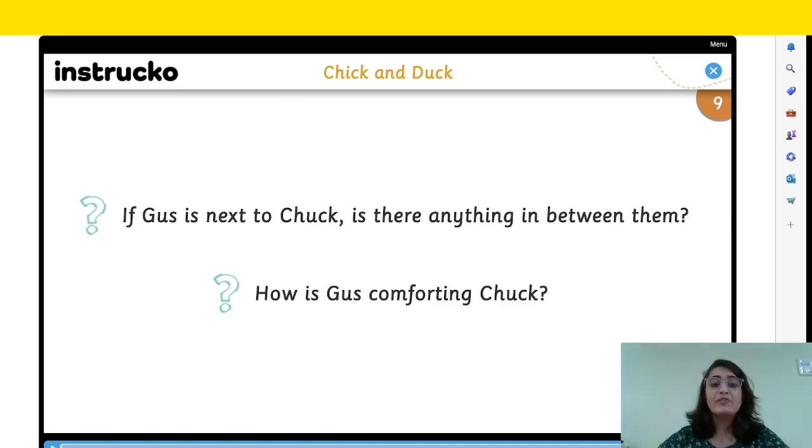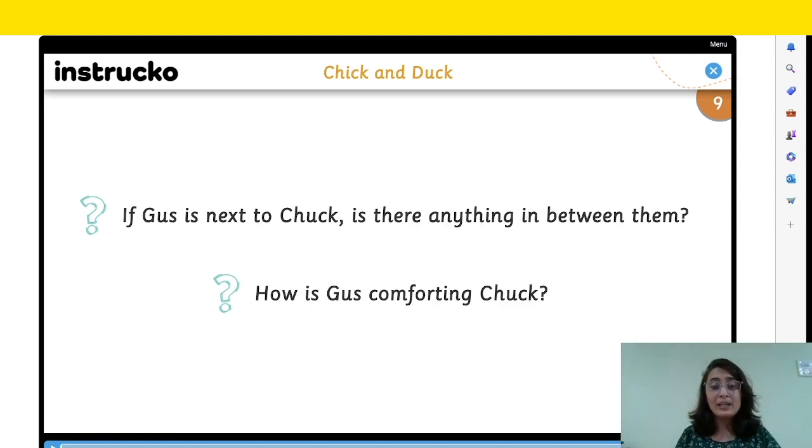So tell me, if Gus is next to Chuck, is there anything between them? See, I told you in the beginning, when I have a box of chocolate and a pencil color box, if there is nothing between them, it means they are next to each other. So now the question is asking us if Gus is next to Chuck. So this is Chuck and this is Gus. And if Gus is next to Chuck, should there be anything between them? No, correct, because when two people are next to each other, there is nothing between them.